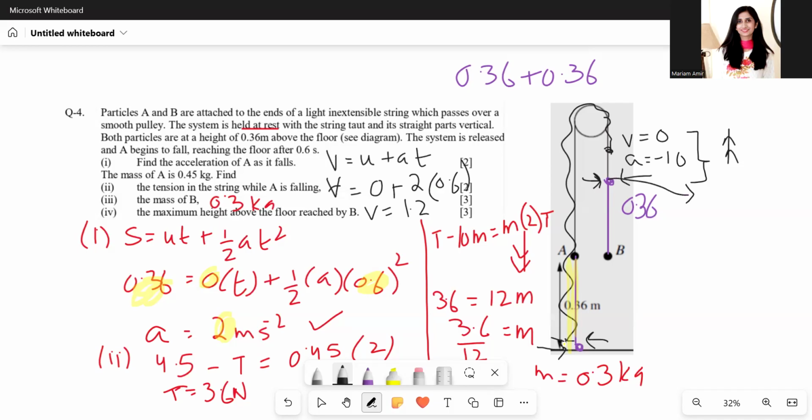V came out to be 1.2, sorry. So this is the V for this part of the journey. But now this is going to be U for this part of the journey. So we're going to call it U moving forward.